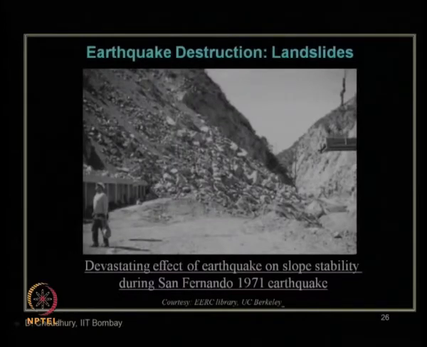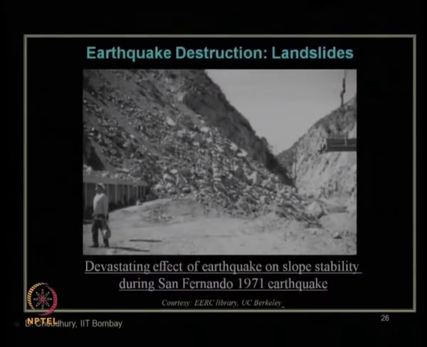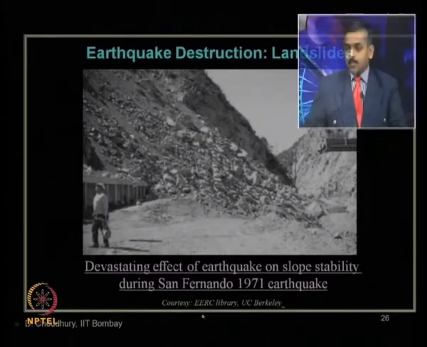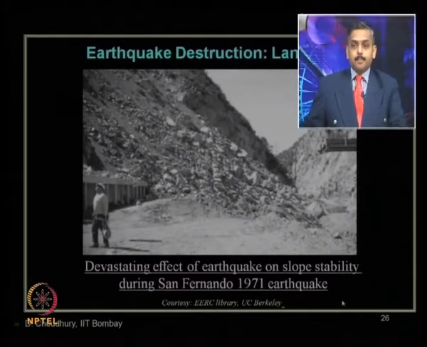So, this picture shows a landslide due to the earthquake which occurred after the 1971 San Fernando earthquake. This is the devastating effect of slope instability due to the earthquake. This picture has been taken from the ERC library.